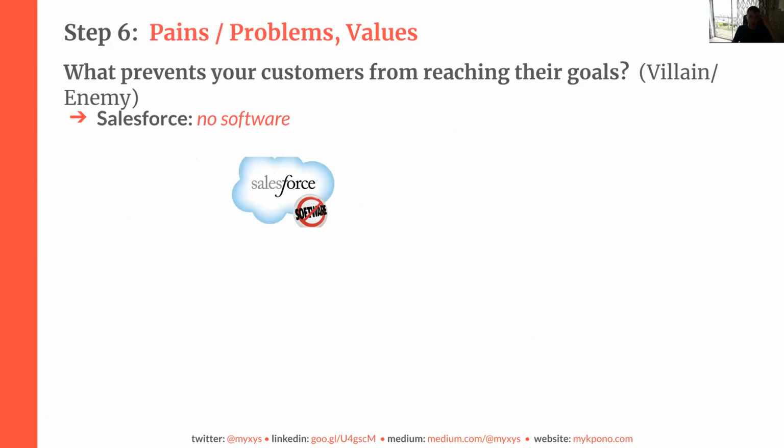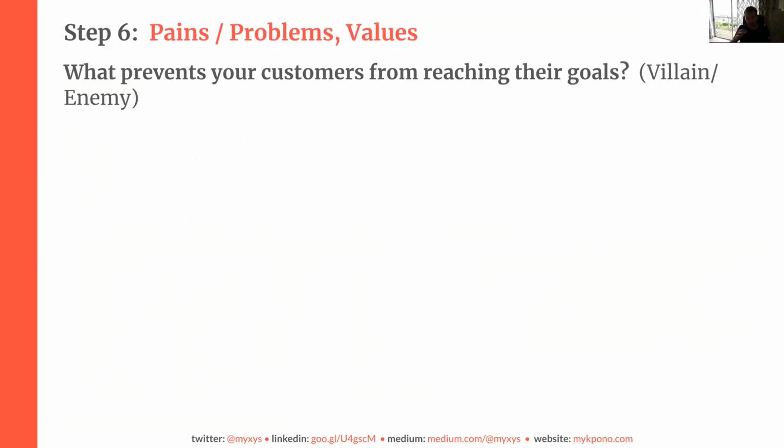Also, as you understand customer pains, also understand what prevents them from reaching those goals. This information can then be used in creating a brand story and in creating your messages. You want to understand the villain and the enemy, who is preventing them, like what do they hate about the company.